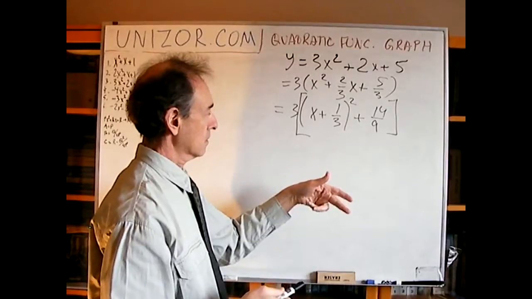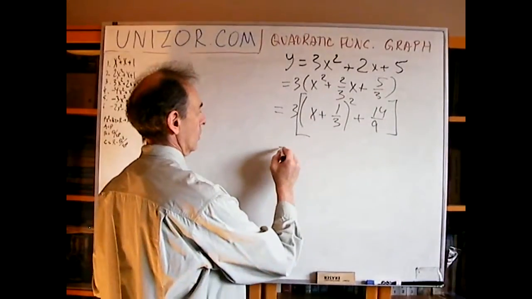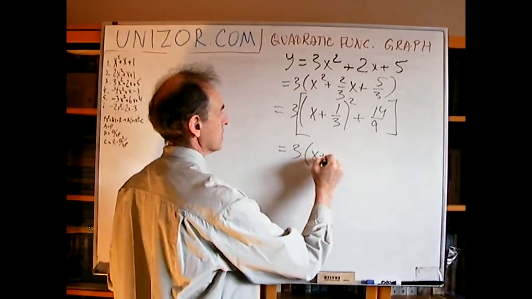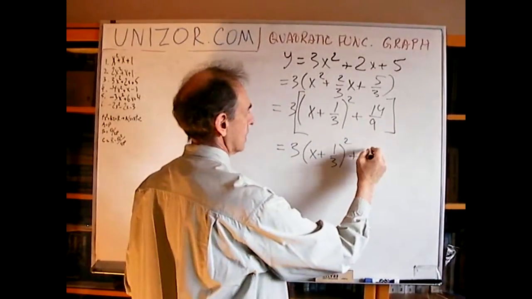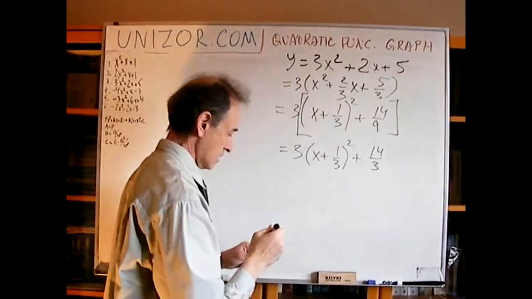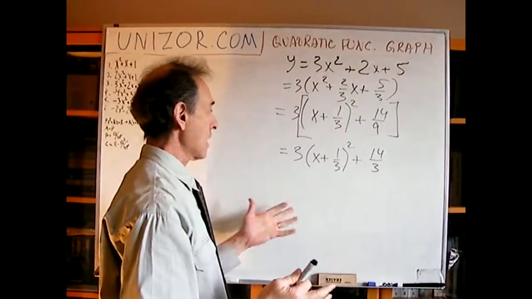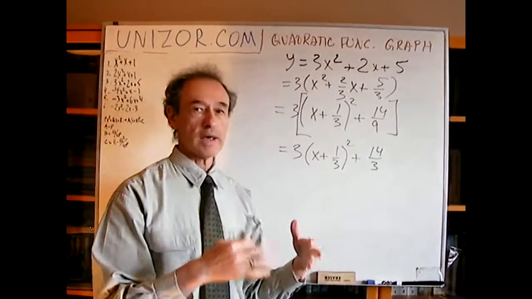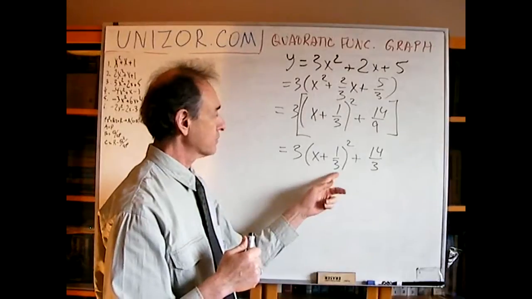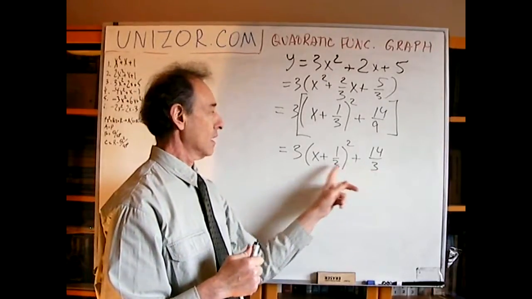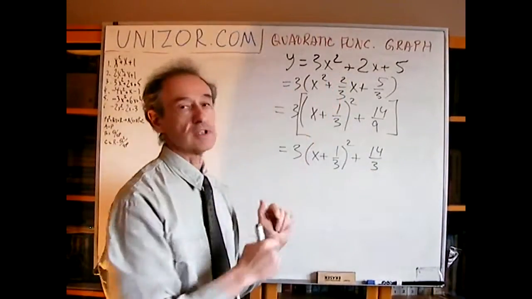Factor 3, 5/3. Yes, seems to be okay. Now, I can rewrite it as 3 times x plus 1/3 squared plus 3 times 14/9 is 14/3. So this is my full square. And now I can say that this is the regular parabola y is equal to x squared. Then it should be shifted to the left by 1/3, made 3 times steeper, and then shifted up by 14/3.